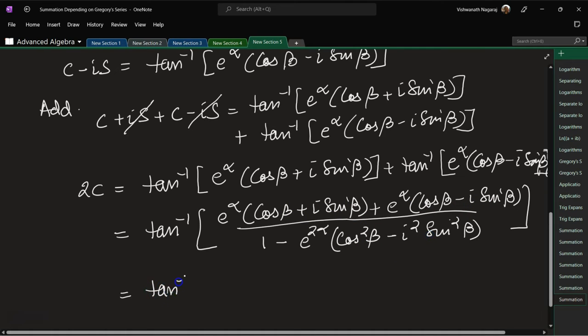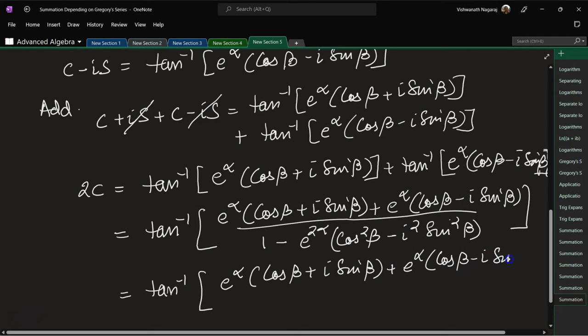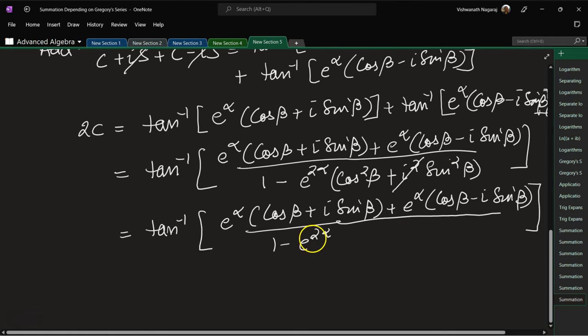Tan inverse of e to the power of alpha cos beta plus I sine beta plus e to the power of alpha cos beta minus I sine beta divided by 1 minus e to the power of 2 alpha. Now cos square beta minus I square sine square beta, if we remove this I square, this becomes plus. So cos square beta plus sine square beta is 1. So we are left with 1 minus e to the power of 2 alpha.